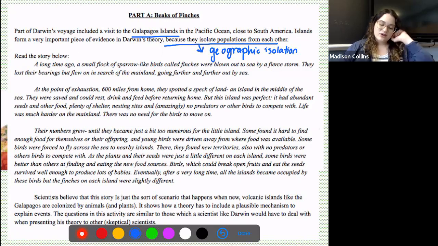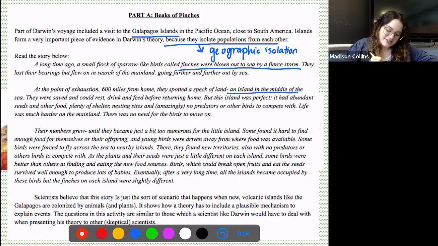A long time ago, a small flock of sparrow-like birds called finches were blown out to sea by a fierce storm. They lost their bearings, so dramatic, but flew on in search of the mainland, going further and further out by sea. At the point of exhaustion, 600 miles from home, they spotted a speck of land, an island in the middle of the sea. They were saved, and they could rest, drink, and feed before returning home.